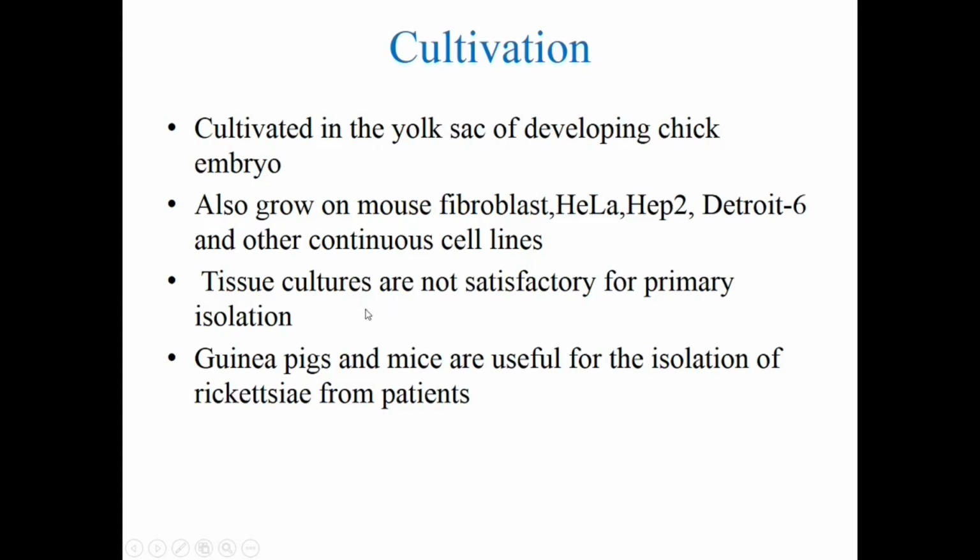For primary culture, that means if you culture for the first time, it is very difficult to grow on tissue cultures, that means these cell lines. Sometimes, apart from the yolk sac of the embryonated egg, you can pass them into the peritoneum of guinea pigs or mice. You can take the sample from the patient who is suffering from rickettsia and inject it into the peritoneum of the guinea pig or mice and then look for the changes there. That is very good, especially if you are going to culture for the first time.